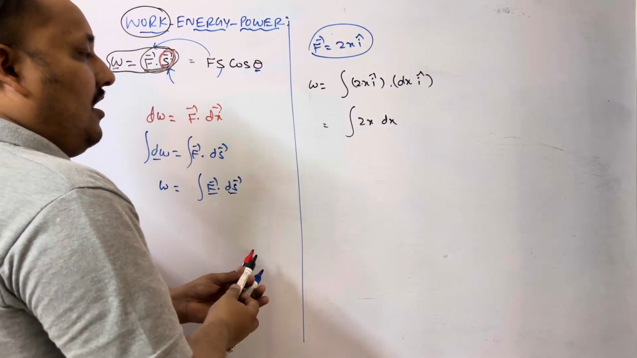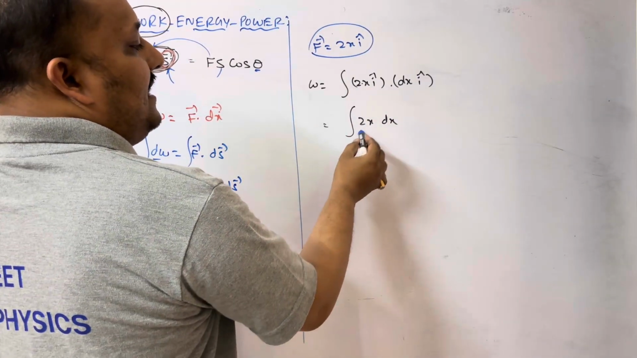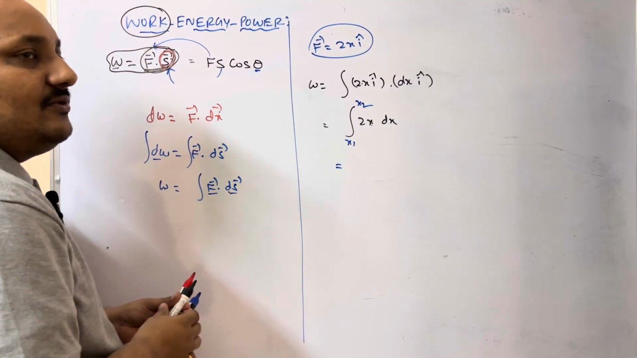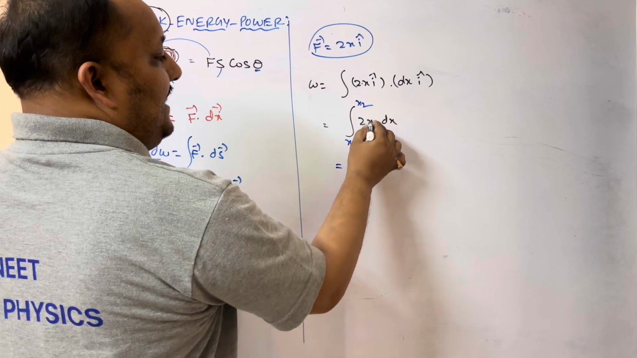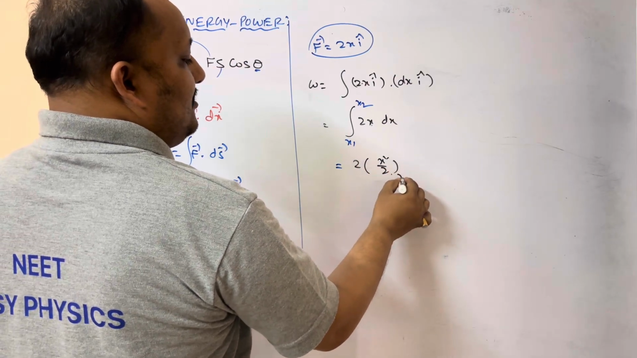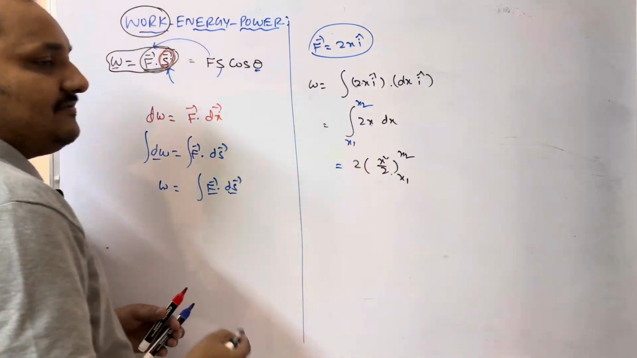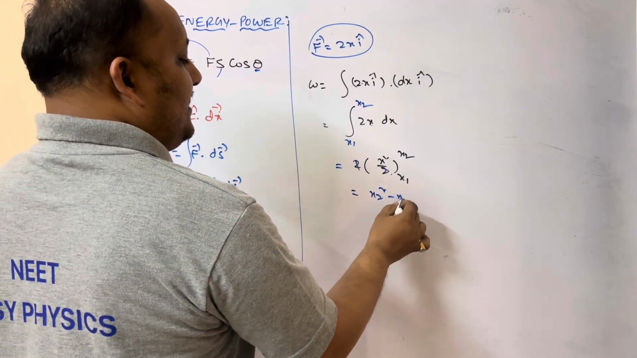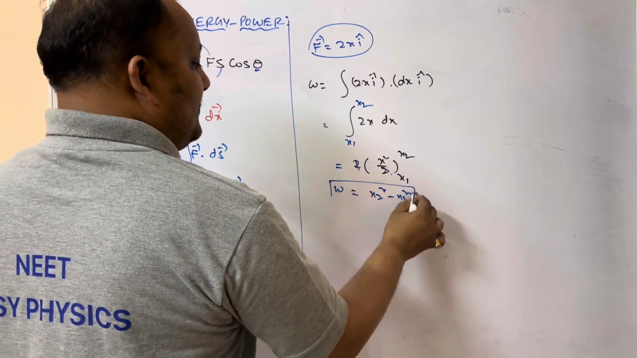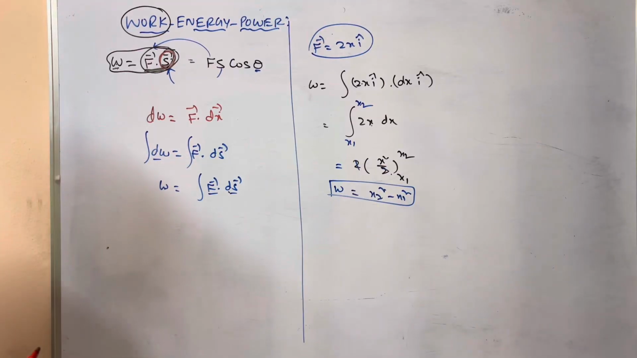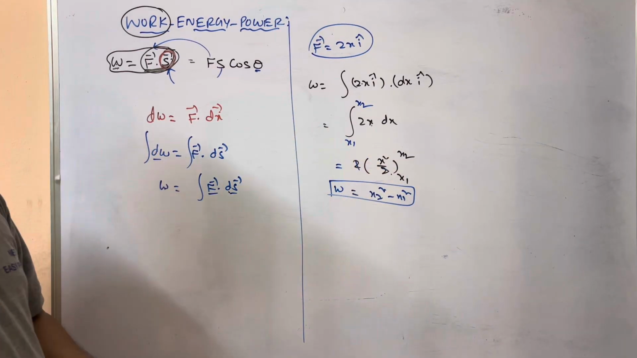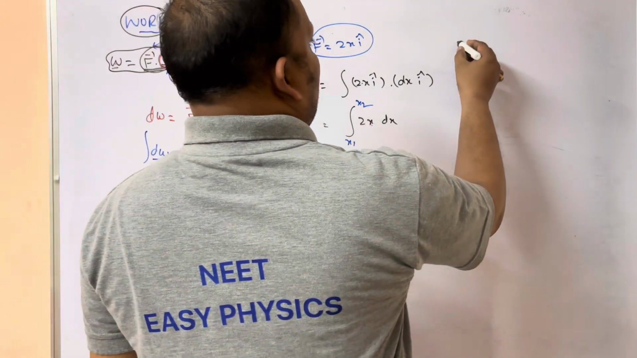They will give how x is going to be variable. x is going to change from x1 to x2. Then we just do the integration: x square by 2 between the limits x1 to x2. At that time you can cancel the 2, so it is x2 square minus x1 square. So this is the work done equation, isn't it? Now for the given problems, how may they give this? We will see one simple problem.